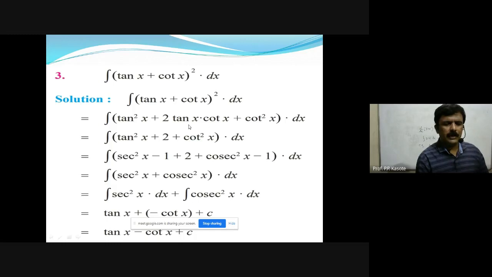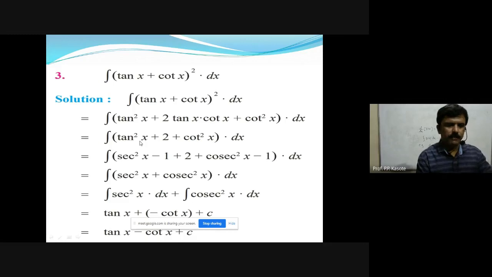Now, tan x into cot x is 1. We know they are reciprocals of each other. Therefore, their product is 1. So 2 into 1, so this 2 will remain as it is in the next step. It means that we will get 3 terms inside a round bracket: tan square x plus 2 plus cot square x.